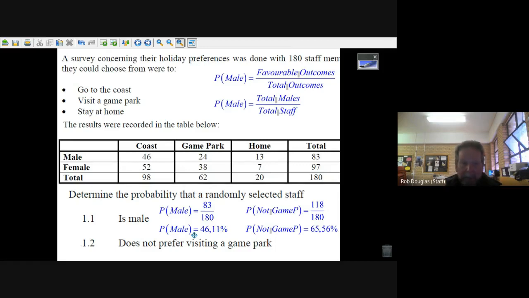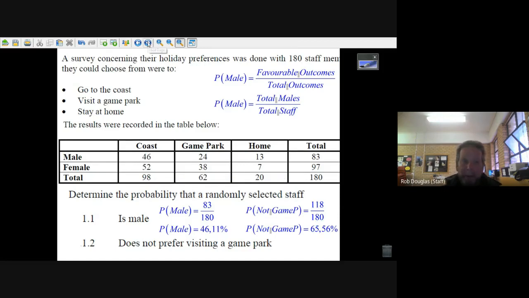And that's it. Now, what about the probability that somebody doesn't want to go to a game park? Well, there's a couple of ways of doing this. I'm going to show you both ways. The people that prefer the coast and the home, if you add them together, you get 118 people out of 180 altogether. That's 65.56%. The total number of staff divided by the people that don't like the game park or would prefer something else, staying at home or the coast. I just added them together.